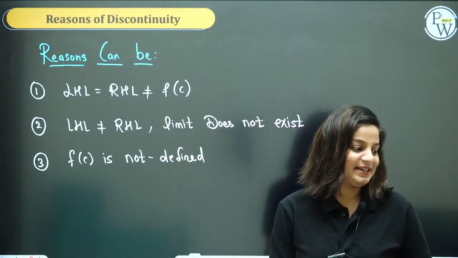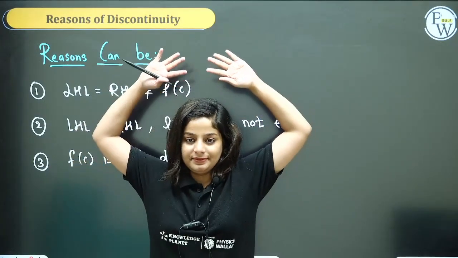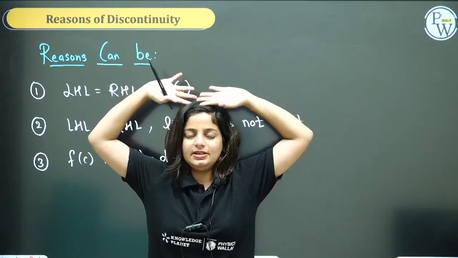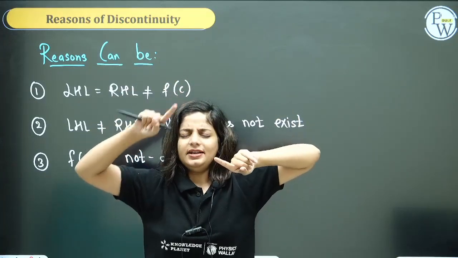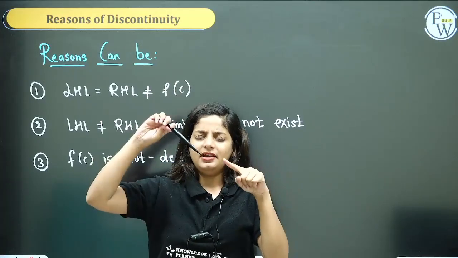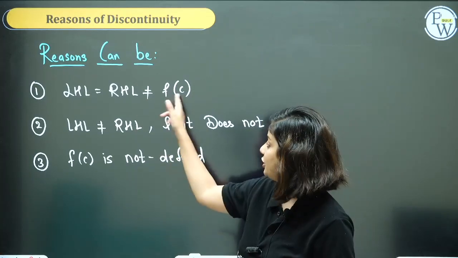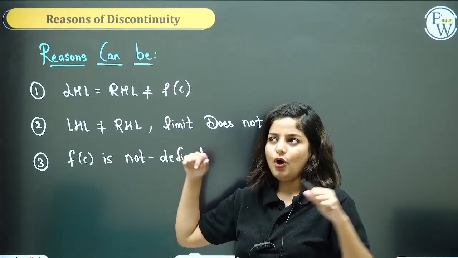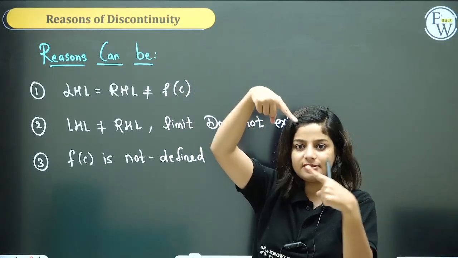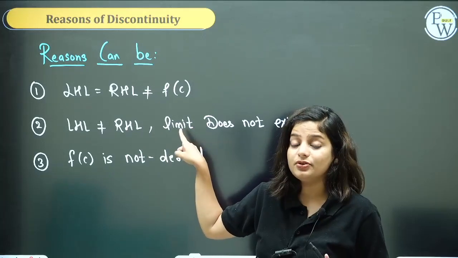Proceeding, guys. Now what can be the reasons of discontinuity? Think. Do not look at the screen, just think. When can a graph be discontinuous? When the left hand and right hand limits are equal, but the value at that point is not equal to them. That is one reason. Or when the left and right are not equal, left going here, right going somewhere else. So left and right are not equal, limit does not exist. That can be a reason of discontinuity.